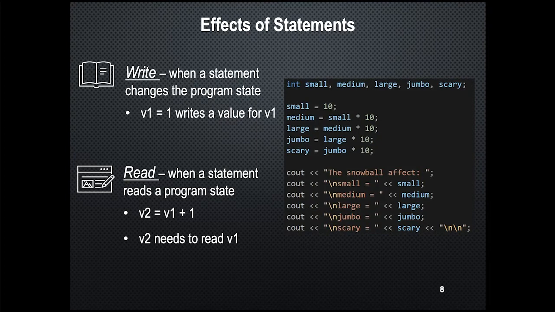Now we're going to take a look at the information flow, which is basically how information changes along a sequence of instructions. And more specifically, we'll go over how statements affect the information flow. There are a few different types of statements. First, we have the write statements. A write statement is one that can change the program state. An example of changing the program state is by assigning or writing a value to a variable.